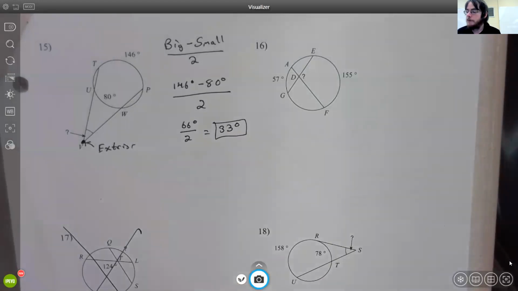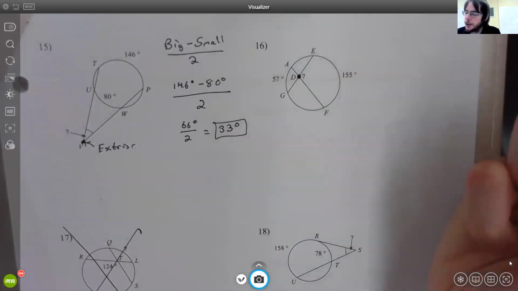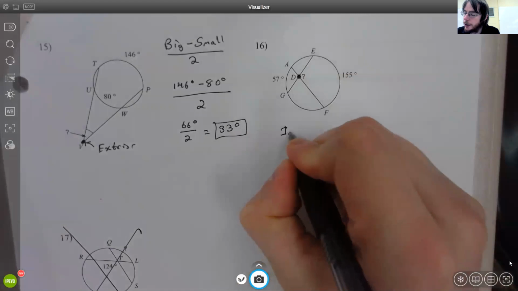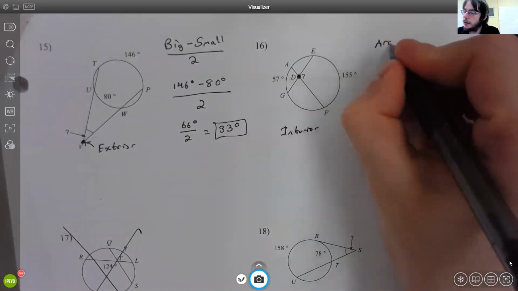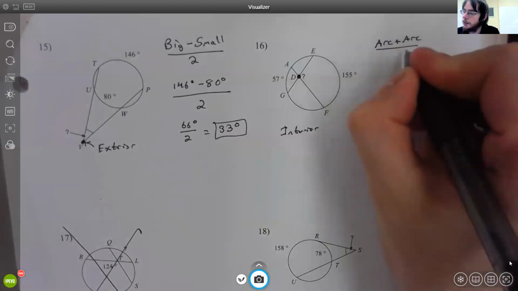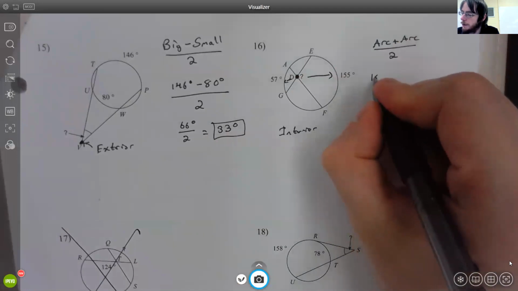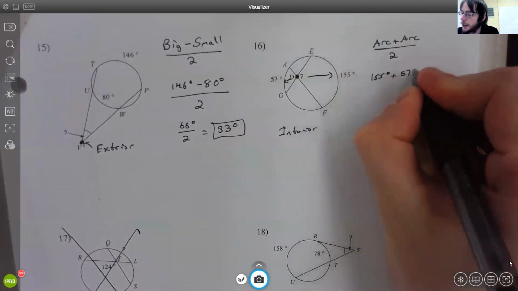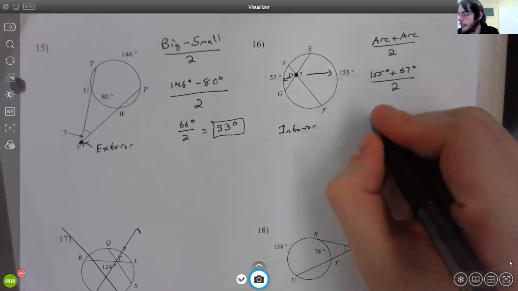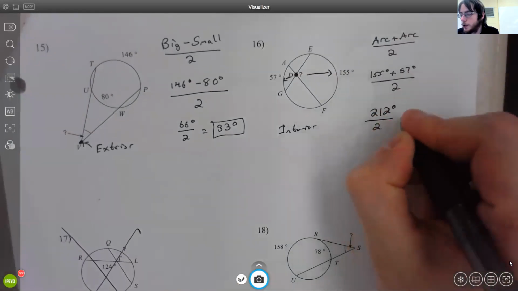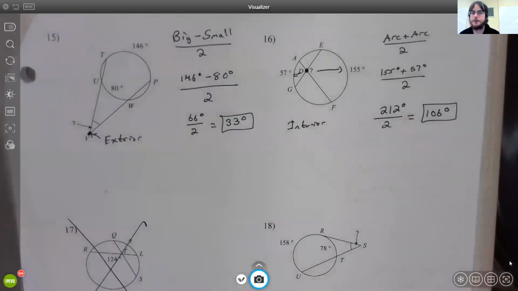Number 16, our vertex is inside the circle, but it's not at the center. So this is an interior angle. So to find interior angles, we take our 2 arcs, add them together, and divide by 2. So we take 155 plus 57 divided by 2. That gives us 212 over 2, which is 106 degrees.